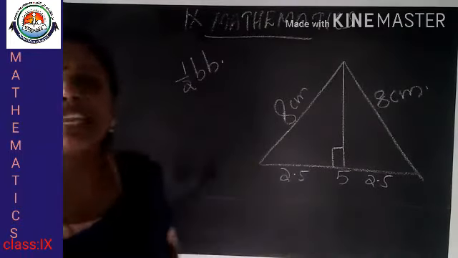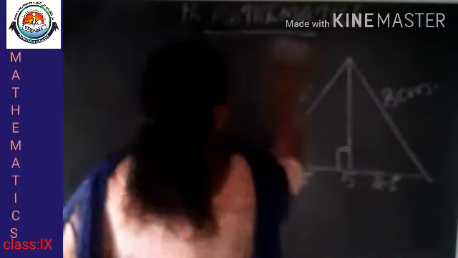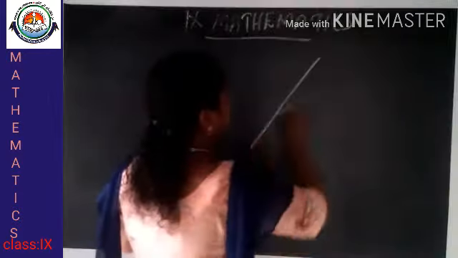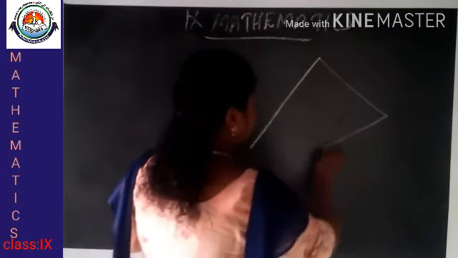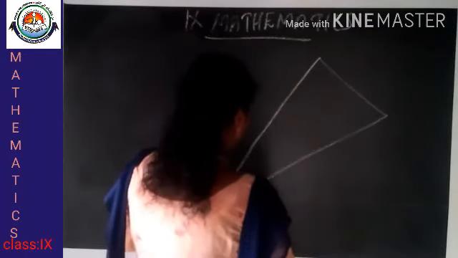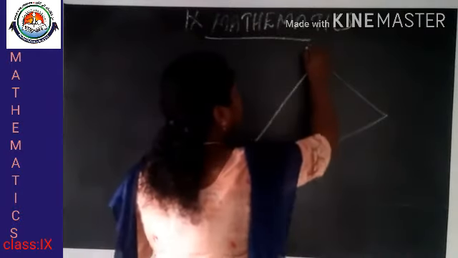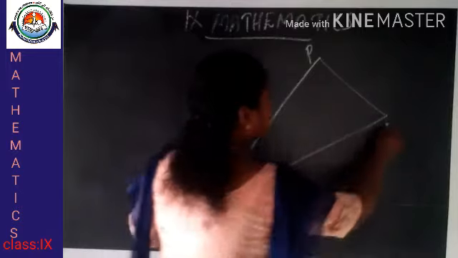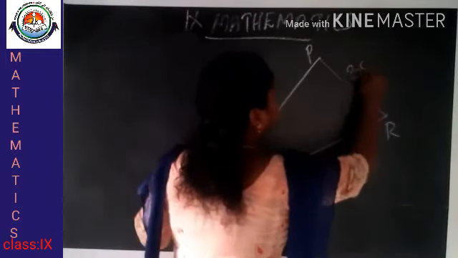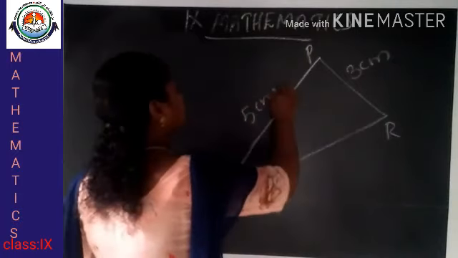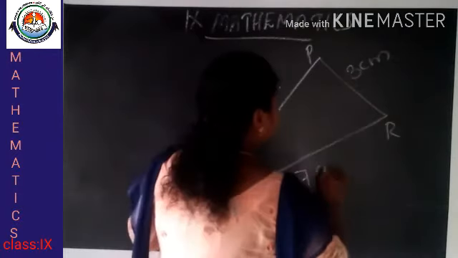And now our scalene triangle. Suppose we have a scalene triangle. What is a scalene triangle? A triangle with 3 unequal sides. Here, a scalene triangle PQR, and it is 3 centimeter, 5 centimeter, and 7 centimeter.